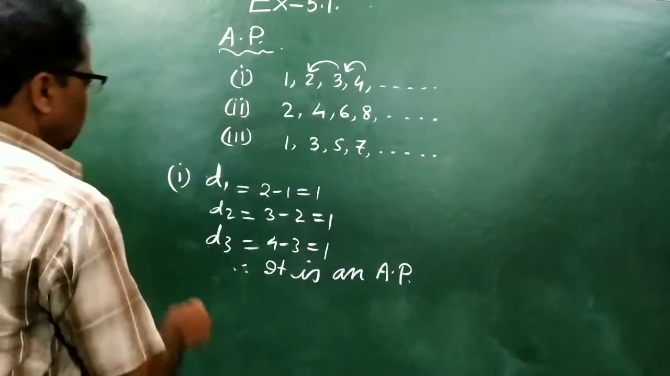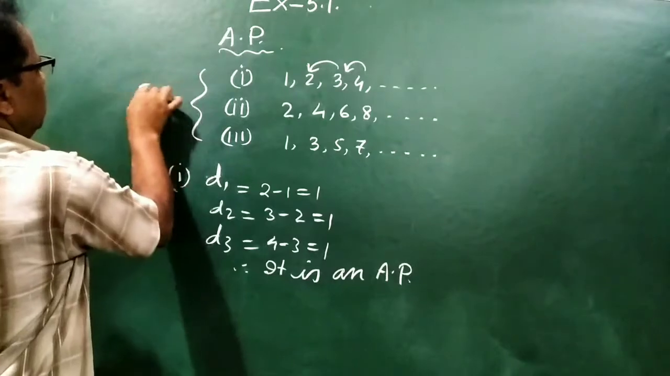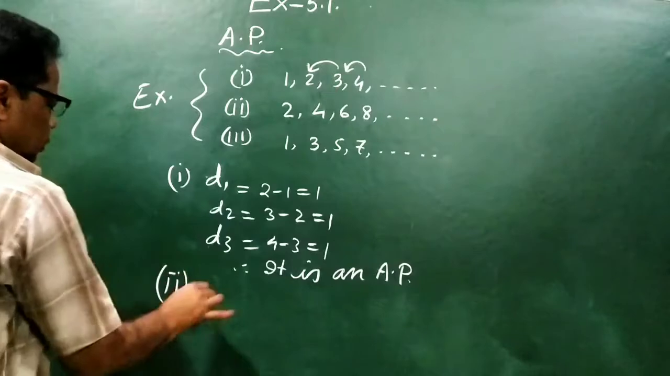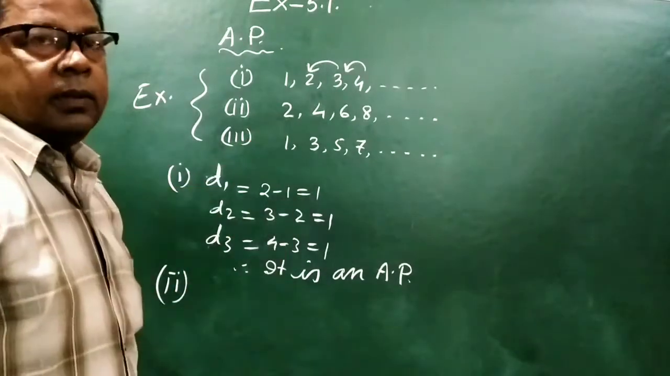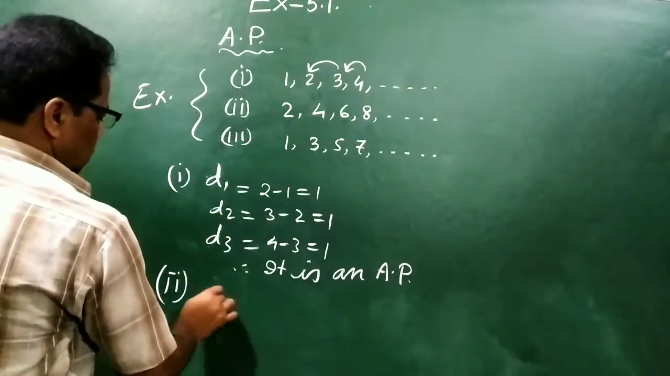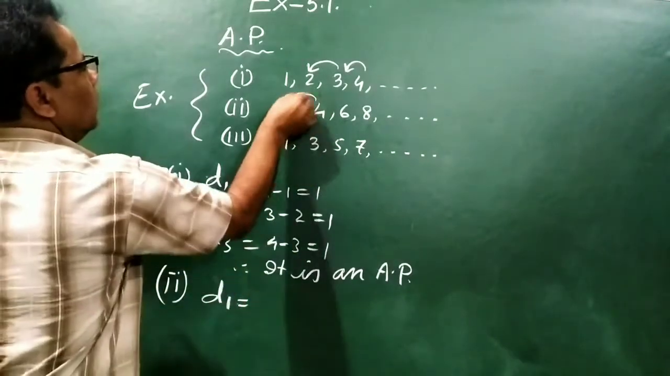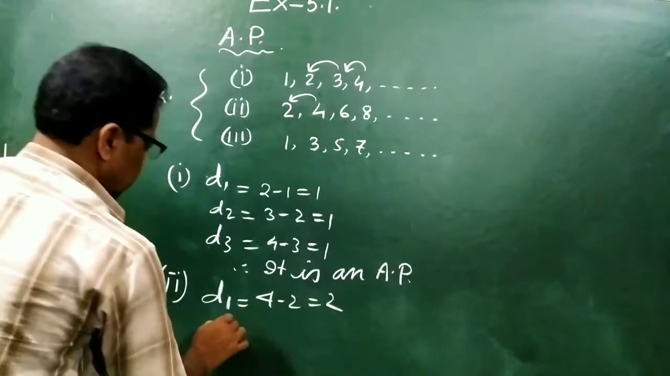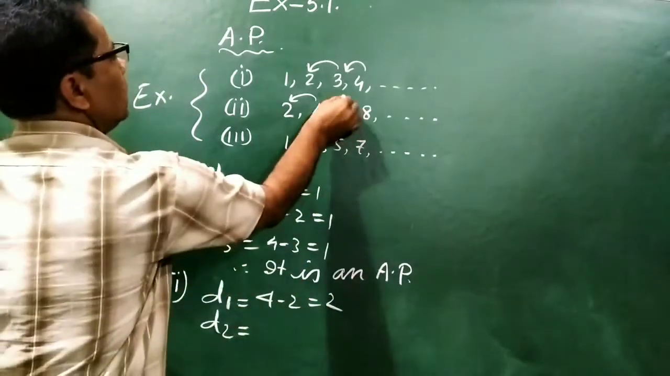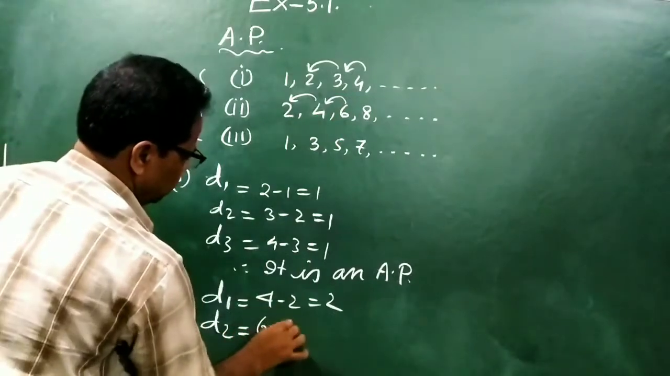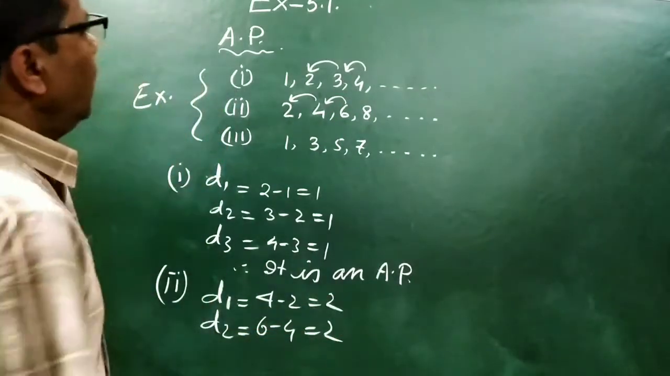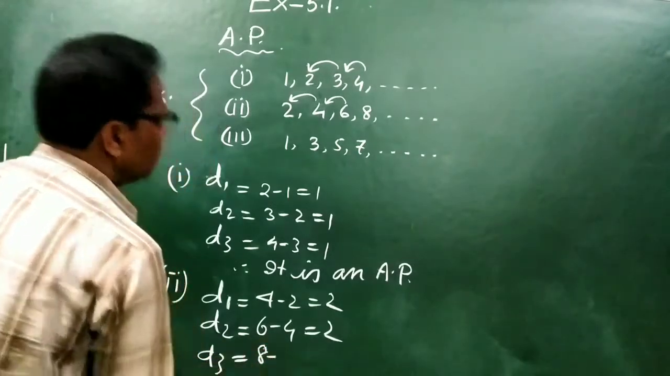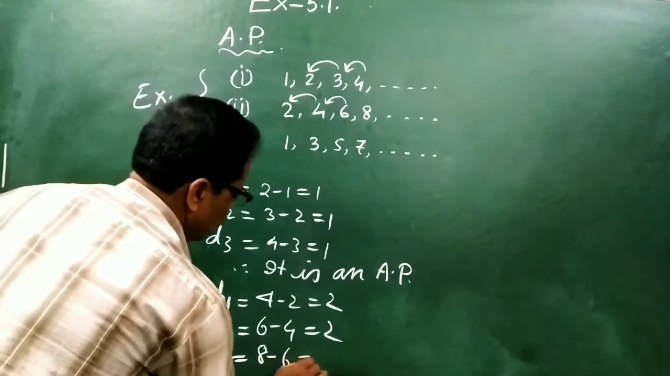Question number 2. Here is an example of arithmetic progression: 2, 4, 6, 8. Let's check whether it is in arithmetic progression or not. D1, the first common difference, second number minus first number, is 2. D2, that is third number minus second number, 6 minus 4, is 2. Again 8 minus 6 is also 2.